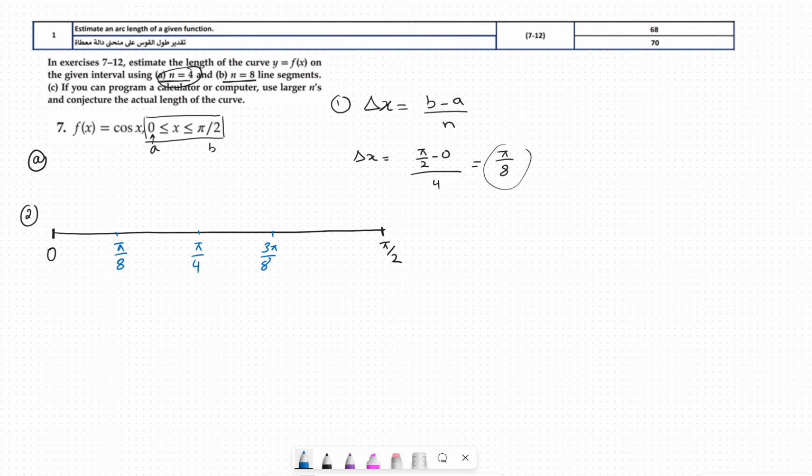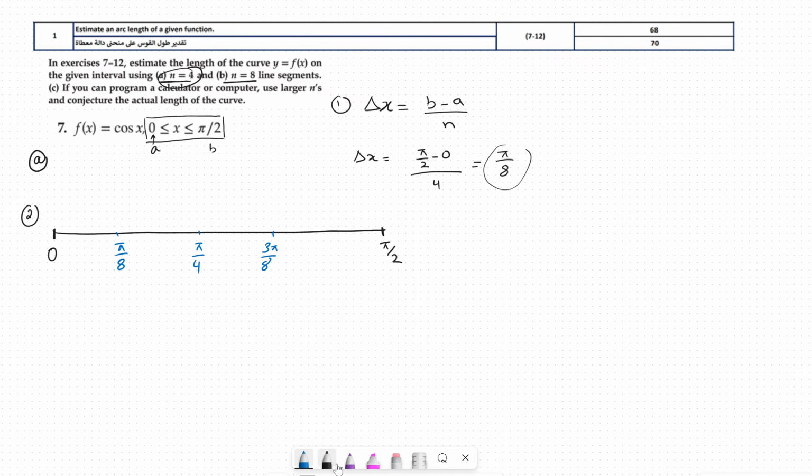Now I will go to each point that I specified on the line, and I am going to find the y coordinate of it. I will go to this first point and open a bracket, then go to the next point and open a bracket at each one of them. Now these values are your x. The x of this point is 0, of this point is pi over 8, this one pi over 4, this one 3 pi over 8, and this one pi over 2.